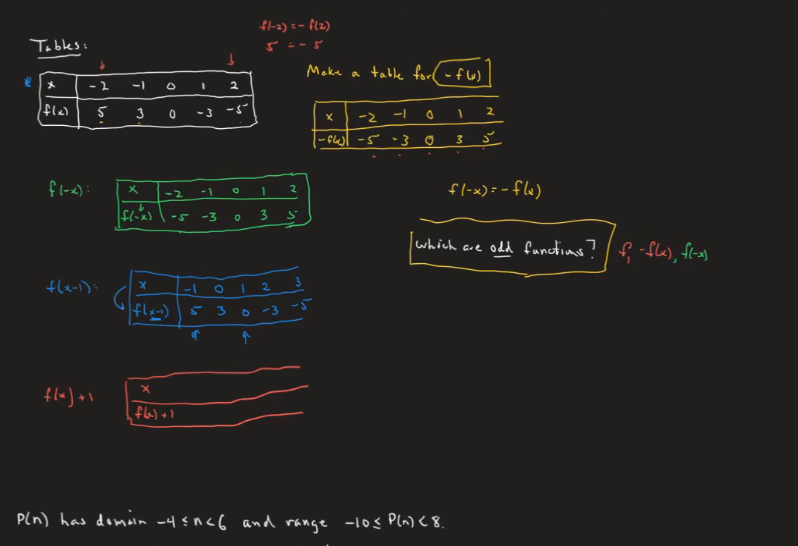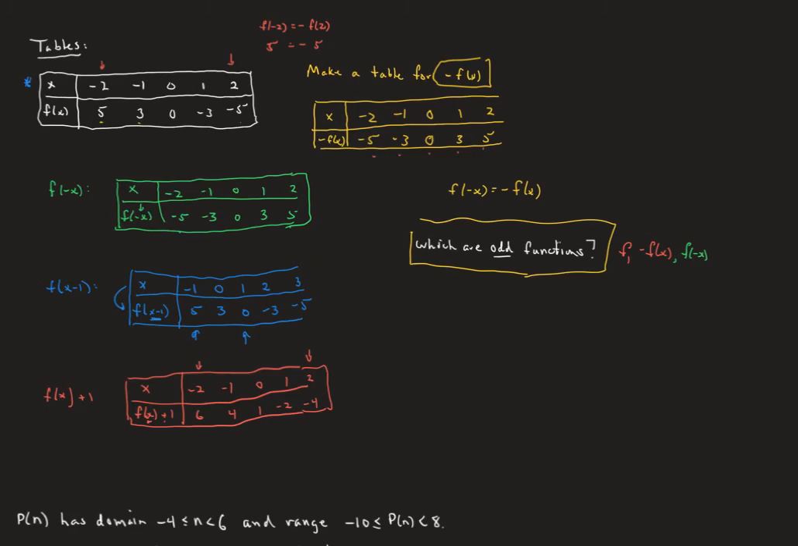Let's look at the next one. Now here, if we plug in a -2, we get f of -2 is 5, add 1 is going to be 6. When we plug in -1, f of -1 is 3, plus 1 is 4. When we plug in 0, we get 0, plus 1 is 1. When you plug in 1, we get -3, plus 1 is -2. And when you plug in 2, you get f of 2 is -5, plus 1 is -4. And now also, we're not getting odd, because when you plug in -2, you get 6, but when you plug in +2, you don't get the negative of that.